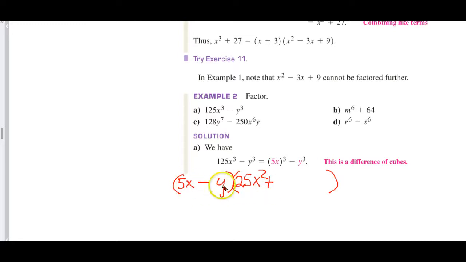Multiply these 2 together, disregarding the sign. Square the last term. And that is the answer to letter A.